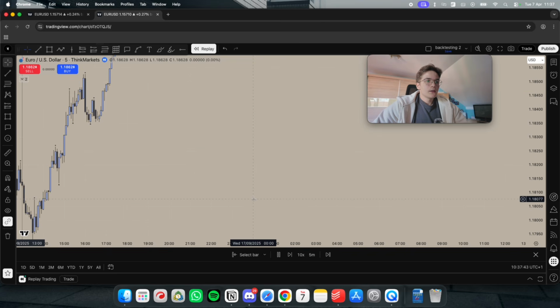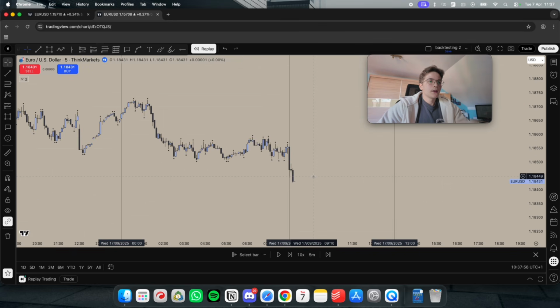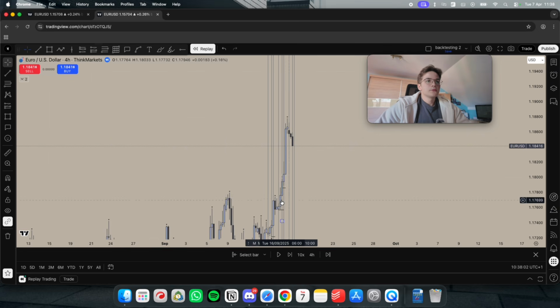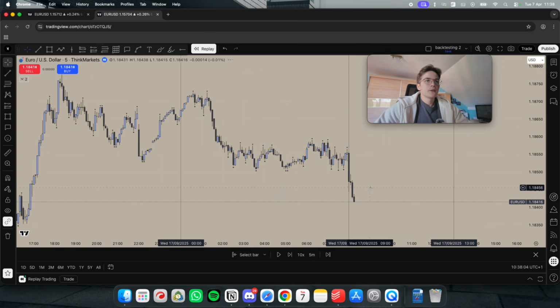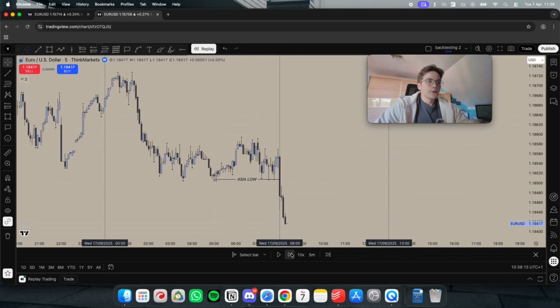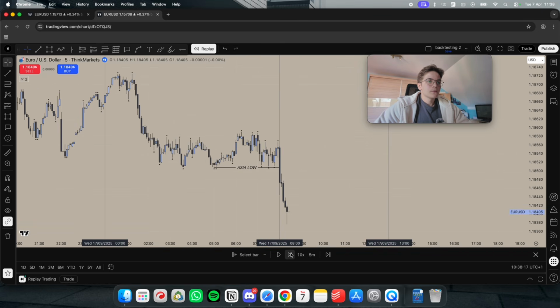Yeah, new day. Okay, let's see the bias. Bias going to be bullish right here. 5 minute time frame. We swept the Asia low, which was, let's see which one of these is the lowest. This one. So here we swept Asia low right at open of London. We are waiting for the first bullish candle.